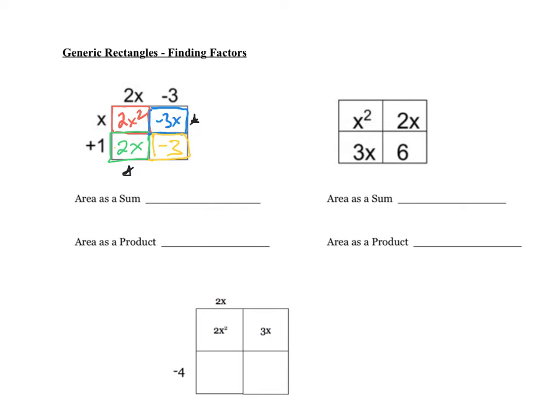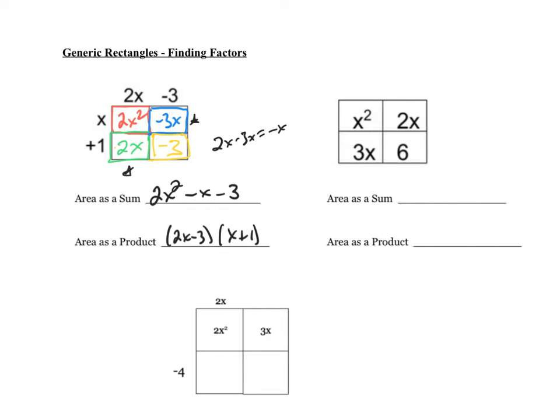So the area as a sum, remember, is to write down everything that's on the inside of the rectangle. So it's 2x squared minus x minus 3. And I got the minus x from the 2x minus 3x. And the area as a product, remember, is you write down the outside of the rectangle. So (2x minus 3)(x plus 1). Now, that's a review of what we've done with these before.